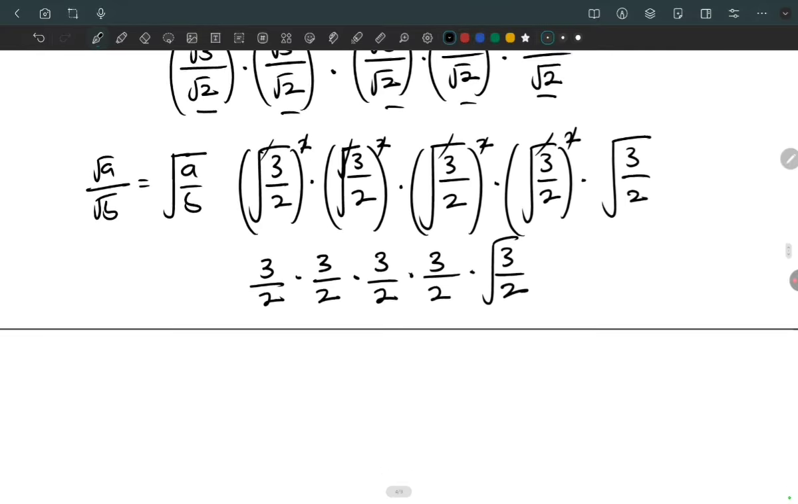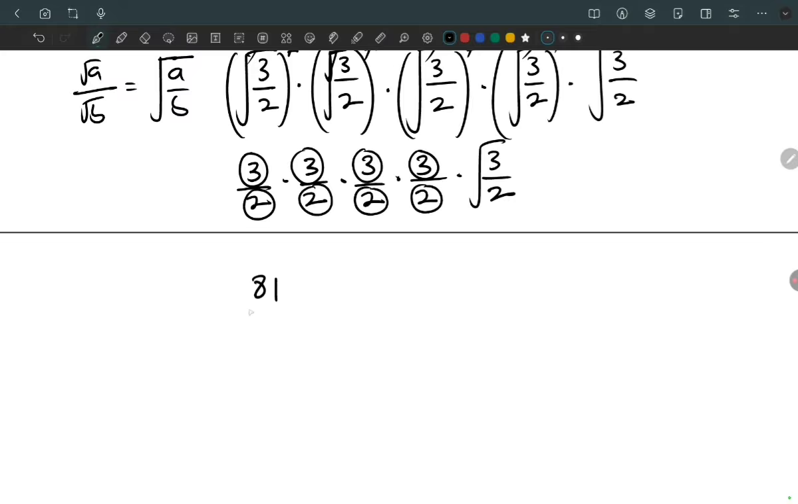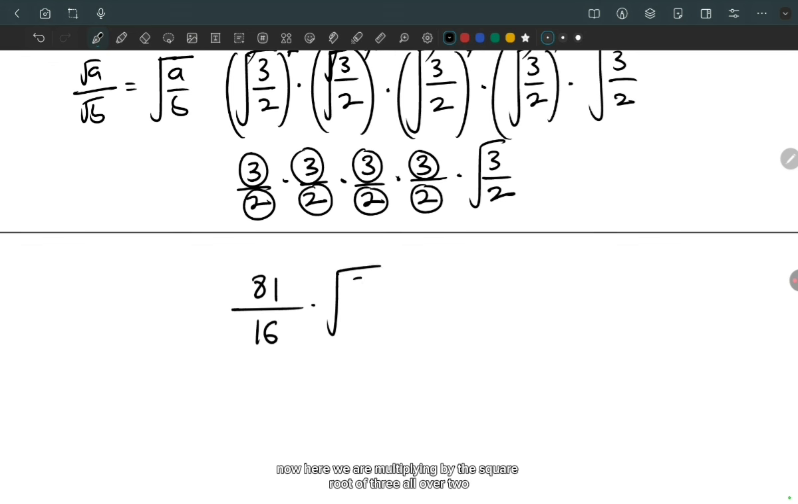That is it. Now we can also simplify further by multiplying the numerators and the denominators. So this will be 3 times 3 times 3 times 3, that is 81. 2 times 2 times 2 times 2, that is going to be 16. That is it. Now here we're multiplying by the square root of 3 all over 2.